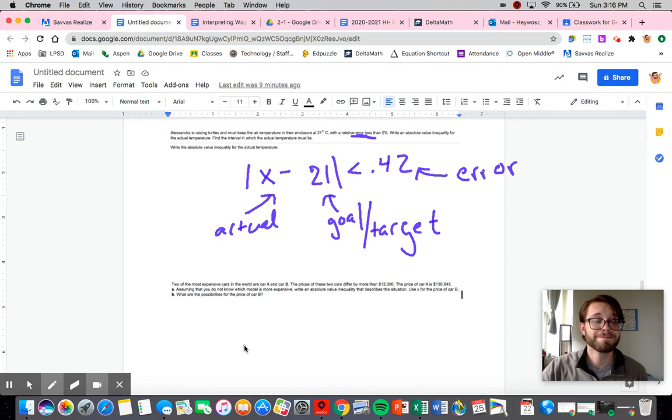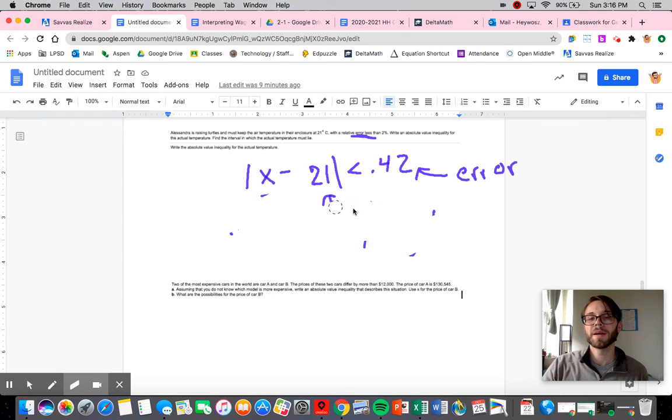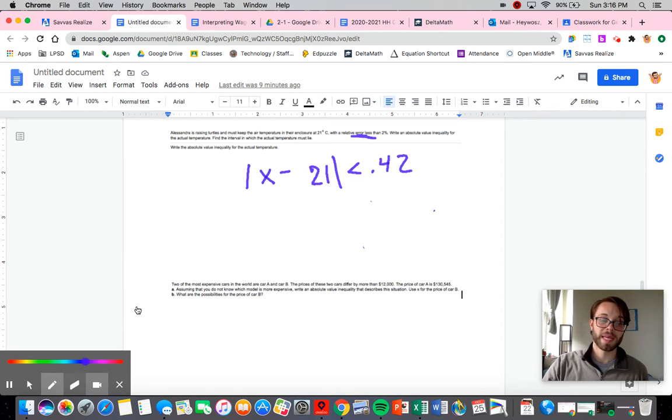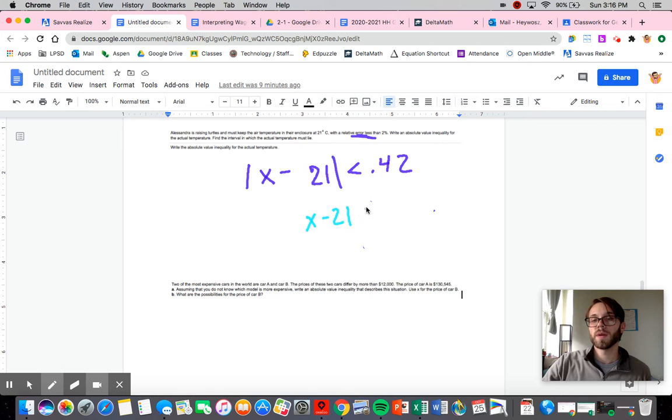All right, moving on. So let's actually figure out what the interval on this is. So we have our inequality here. And now we're going to actually solve it. So again, we have less than and. So we already know this is going to be an and. You could write it in one of two ways. You could write it as x minus 21 is less than 0.42, which is less than negative 0.42. Alternatively, you could write it as two separate ones.